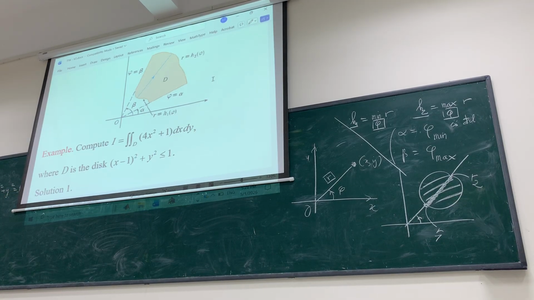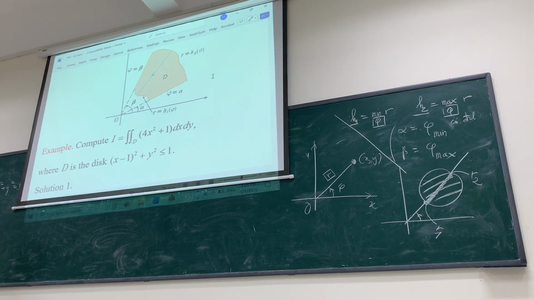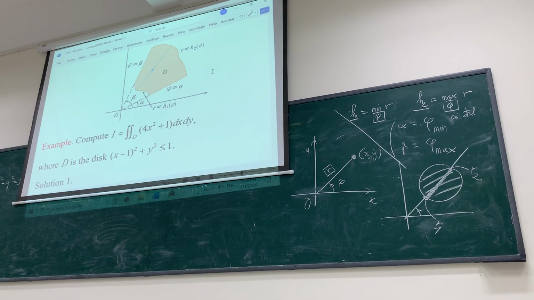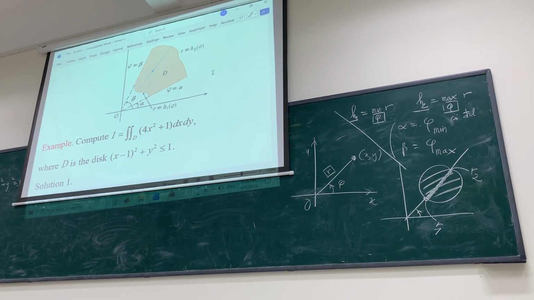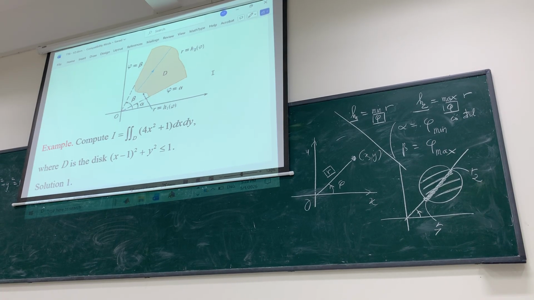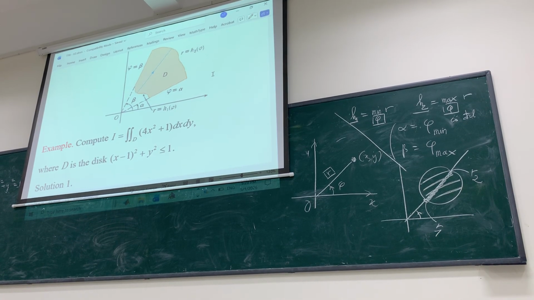Okay, and in here you can draw the domain D. Domain D, okay? You can draw the circle, center at (1, 0), okay? With radius 1. Both center is 1, radius 1. Now we want the coordinate.